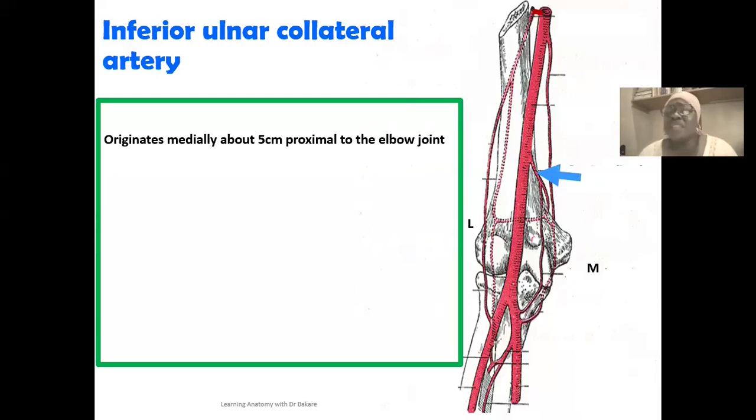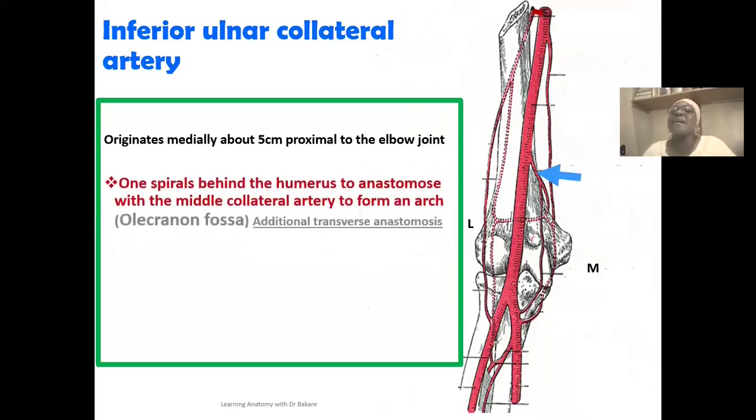So from the inferior ulnar collateral artery, first, we have two emergences. We have one spiral branch that runs behind the humerus. And this is what is shown there at this point. So you see it running and, of course, going behind the humerus. And this is where it is seen to create an arc. And as it is directed laterally, it is seen to be creating an anastomosis with the middle collateral artery.